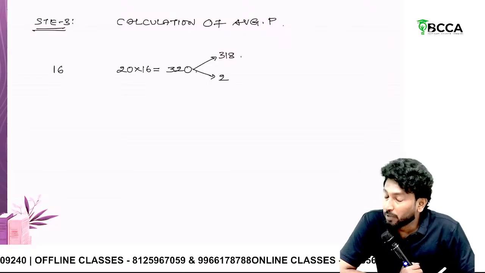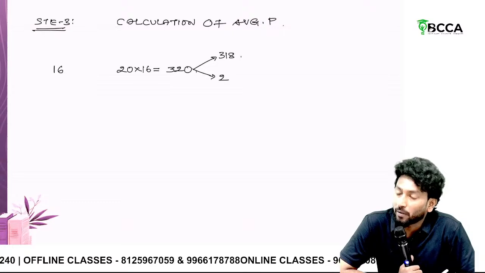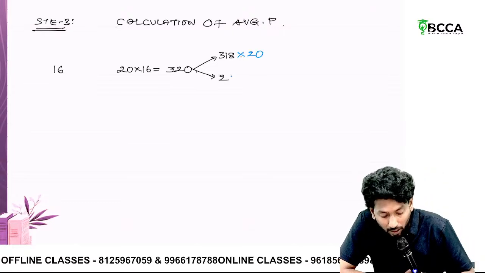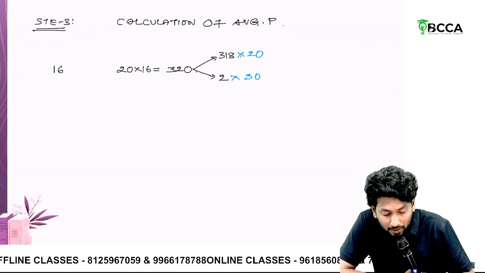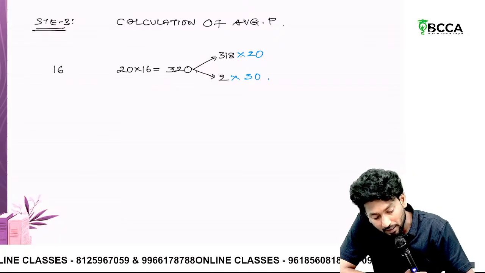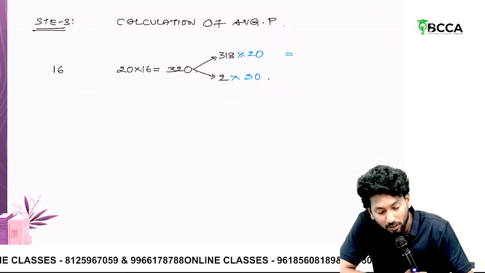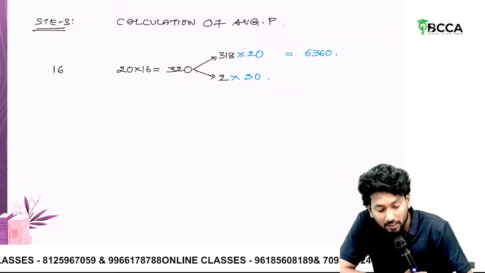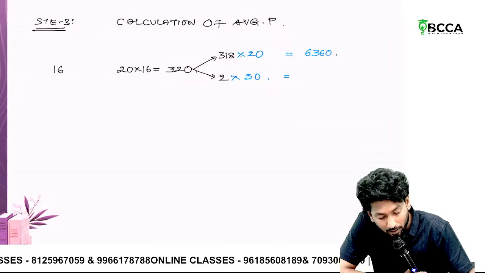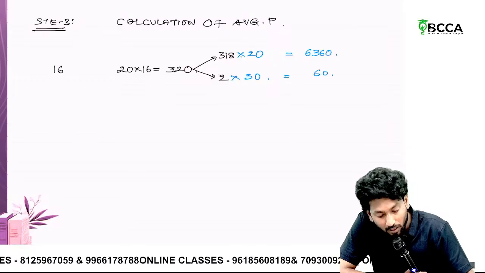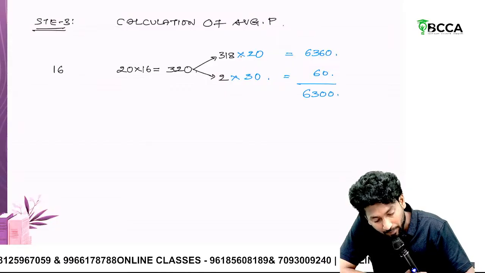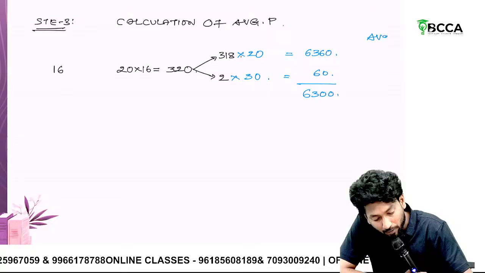So if the book is sold, how much profit will I get? On a sold book I will get 20. On an unsold book we will get a 30 rupee loss. The profit is 318 into 20, that is 6,360, and 60 is the loss. Net profit is 6,300. Next, calculate average profit.